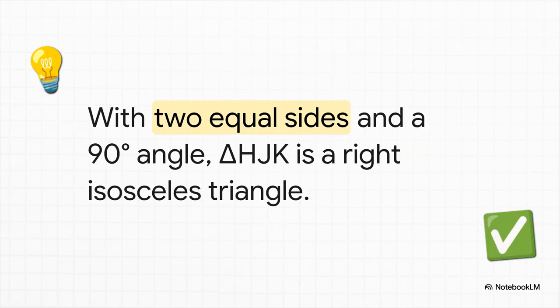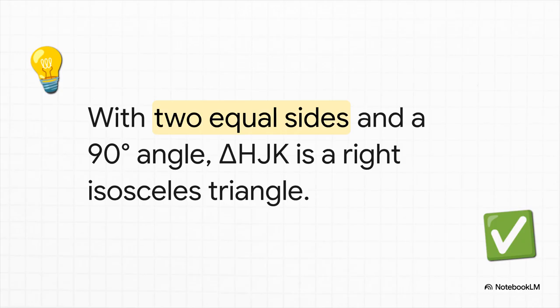Did you get it? Let's walk through it. Okay, so it has 2 equal sides, right? That makes it isosceles. And it has a 90-degree angle, which makes it a right triangle. So what do we do? We just combine the names. Triangle HJK is a right isosceles triangle. See?